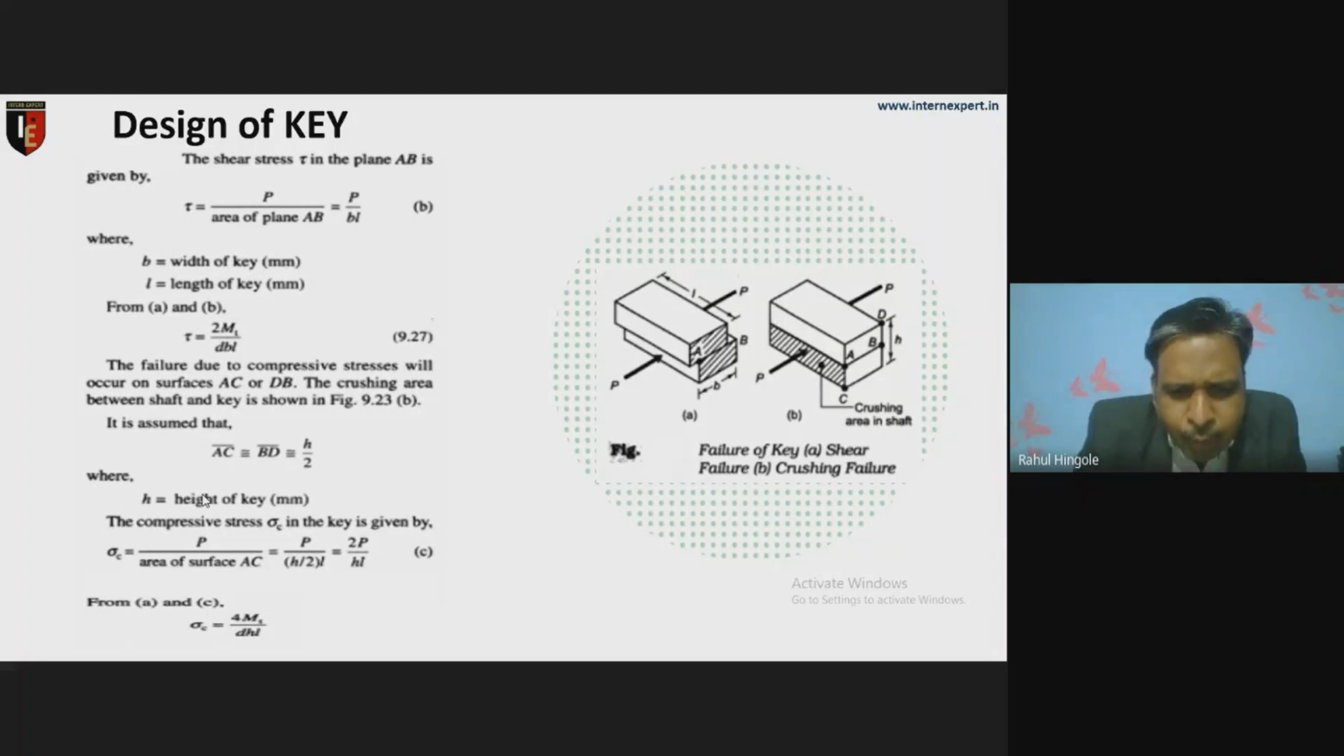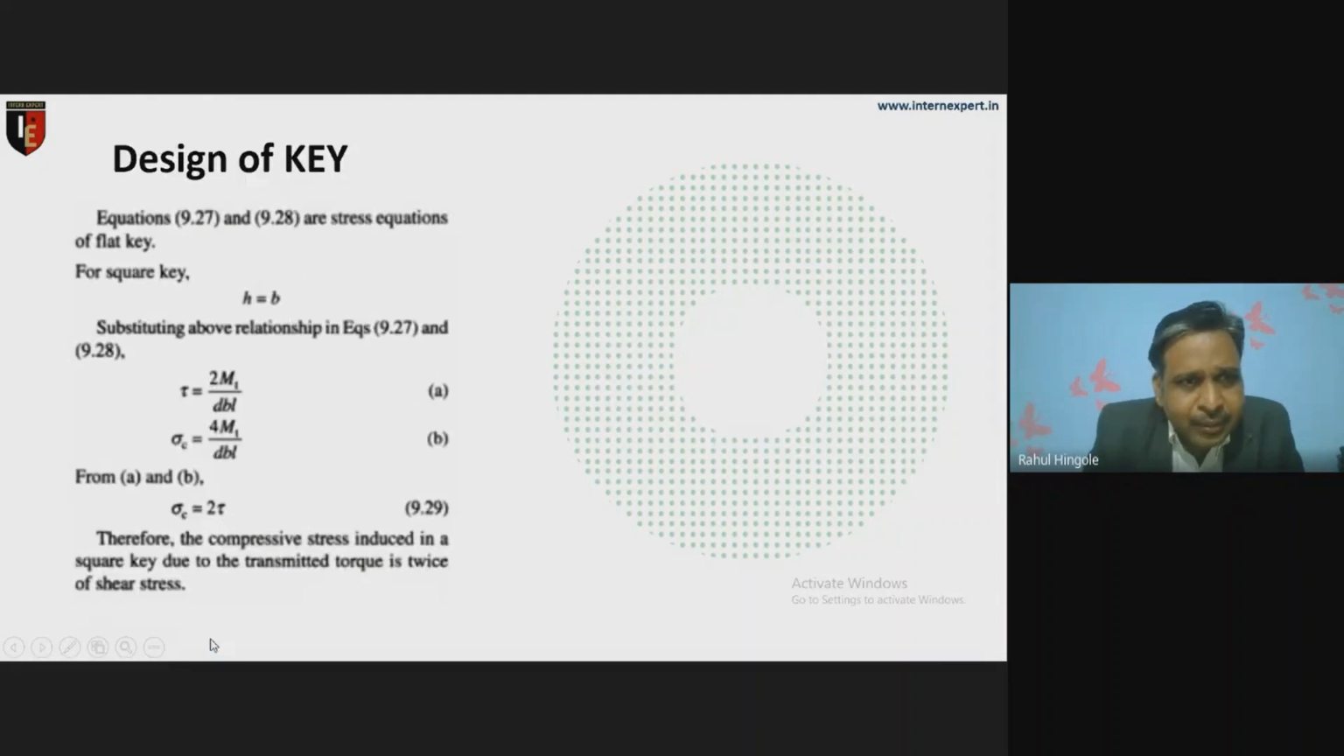Here, put the value of P from equation C. So from equations A and B, what do we get for the value of sigma C? We get 4Mt divided by D into H into L, that is 4Mt by DHL. So this is the complete design. You may call it a derivation. It is for understanding what exactly happens in the design.